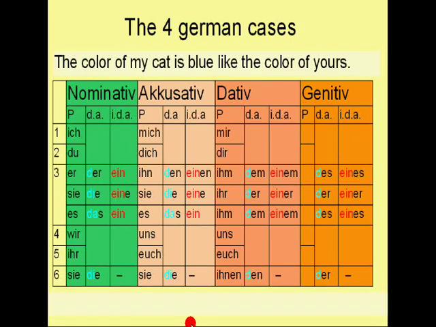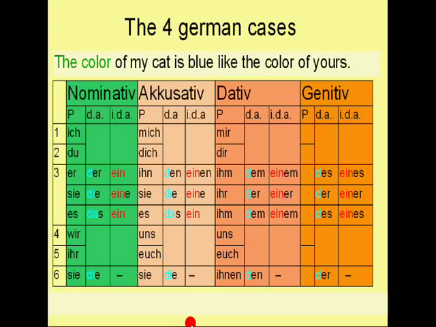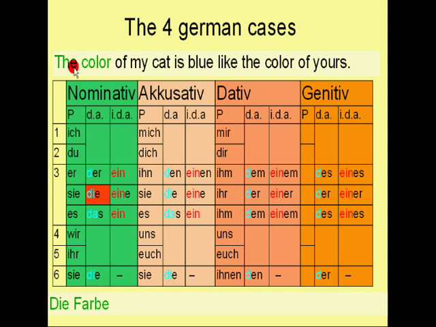Let's try another one. The color of my cat is blue, like the color of yours. The color is the subject of the sentence and therefore in the nominative case. And the definite article of color in German is die, because color is a feminine noun in German, so the sentence starts with die Farbe. My cat is in the genitive case and indicates the possessor. Cat is feminine in German, so because my accompanies a noun, we need to look for this column here, and because it's feminine, we need to replace this stem here.